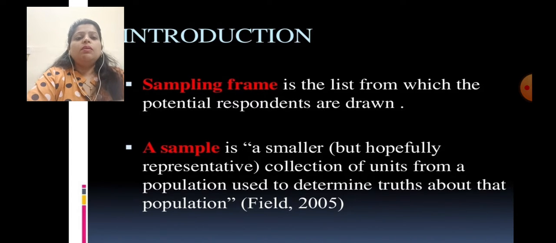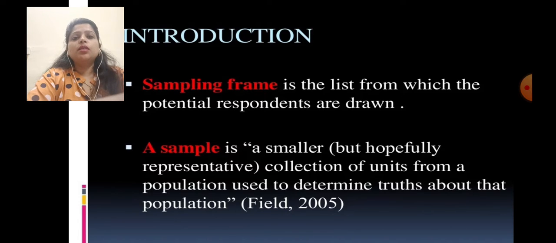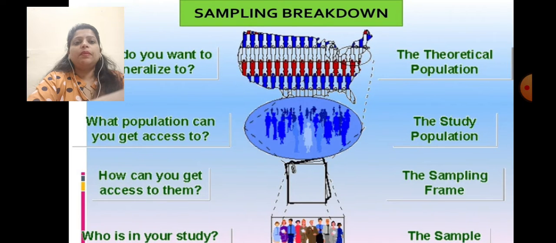Okay, here what do you mean by sample? If we want to take a sample of students of BSc nursing, so what is that? The BSc nursing students from our college will become the sampling frame, and among them if we are taking second year students and from second year students we are selecting a specific number of people, then that is known as the sample. So this is a smaller collection of units. Okay, so here we are clear with what is sampling frame and what is sample.